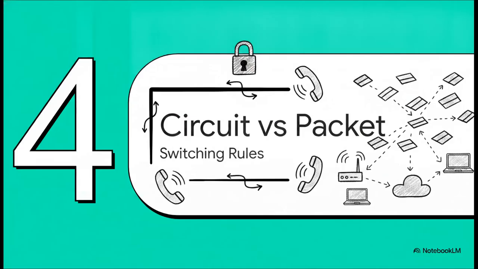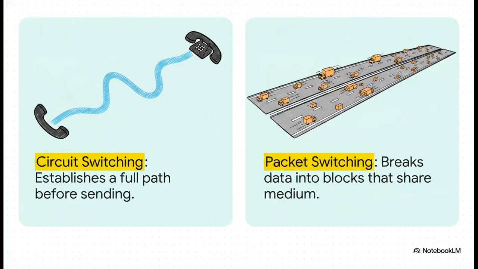Which brings us to our final section, part 4, circuit versus packet switching. We know how the physical switches function, but what are the actual rules governing how traffic is managed across these vast networks? Basically, there are two fundamentally different approaches. With circuit switching, a complete, dedicated path between the source and destination is fully established before any data can even be transmitted. Think of the old landline telephone method. You're essentially reserving a whole private road just for your one call.